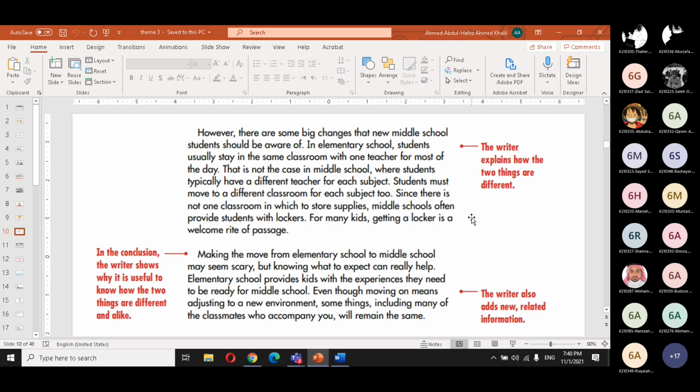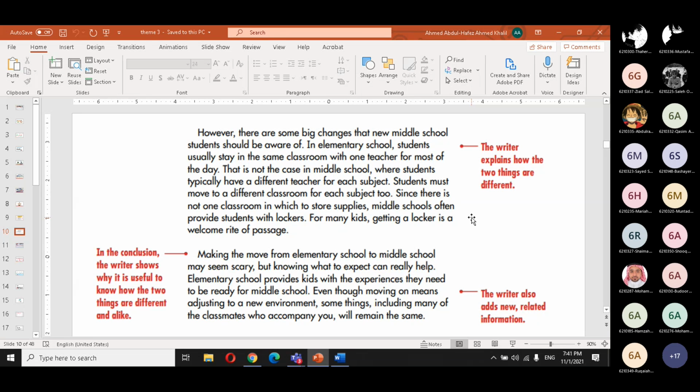Middle school often provides students with lockers. You know, in some of our schools there are lockers for students. In primary school there are no lockers. For many kids, getting a locker is a welcome rite of passage. So here in this paragraph, the writer gave us some idea about the differences between the two types of schools. Okay.